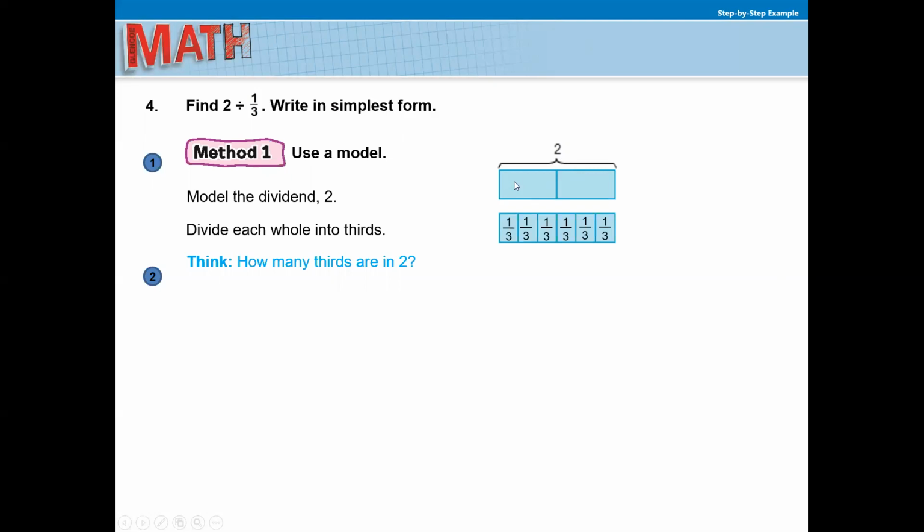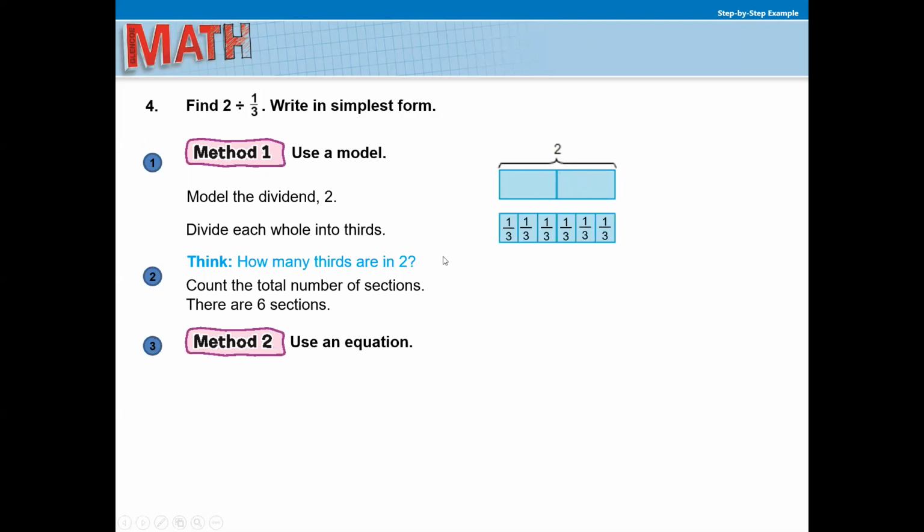So if I take 2 and divide it by 1/3, this is how many times 1/3 goes into 2. Count the total number of sections. There are 6 sections. Method 2, use an equation. 2 divided by 1/3 equals 2/1 times 3/1. Multiply by the reciprocal of 1/3. The reciprocal of 1/3 is 3/1.